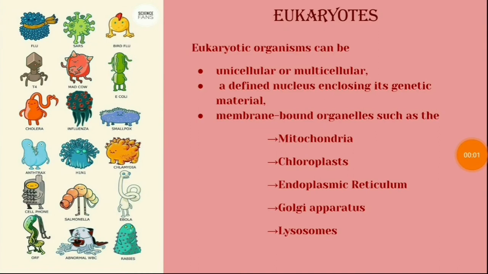Moving on, eukaryotes, the classification under microorganisms. So eukaryotes are the microorganisms which could be unicellular or multicellular. They have a very defined nucleus which encloses the genetic material, and they have membrane-bound organelles which are mitochondria, chloroplast, endoplasmic reticulum, Golgi apparatus, and lysosomes. So these eukaryote microorganisms have a defined nucleus and membrane-bound organelles. They could be unicellular or multicellular.